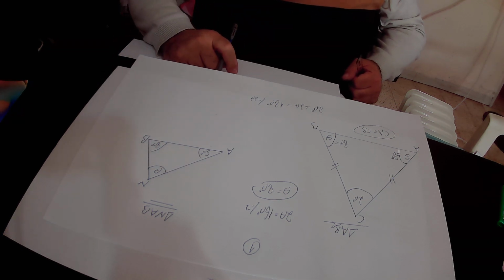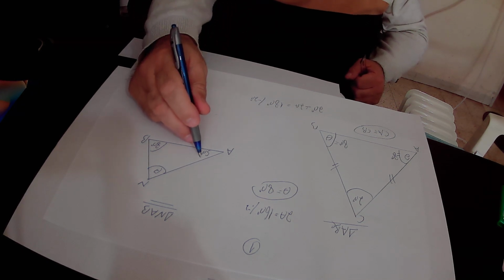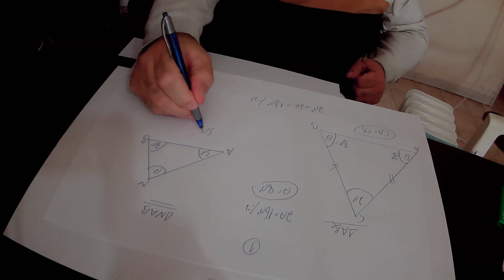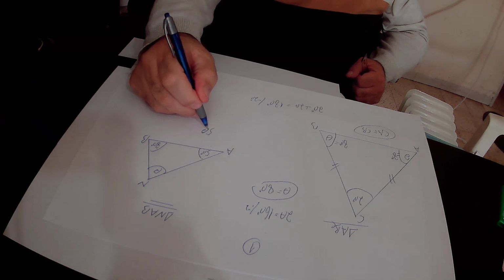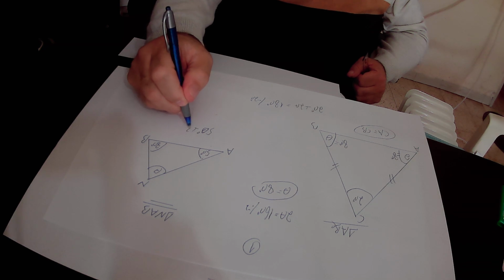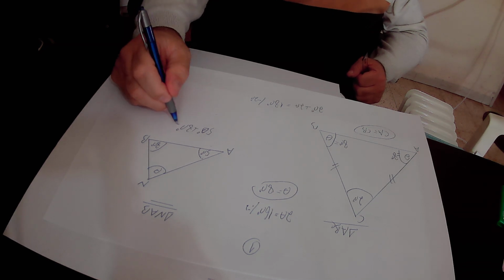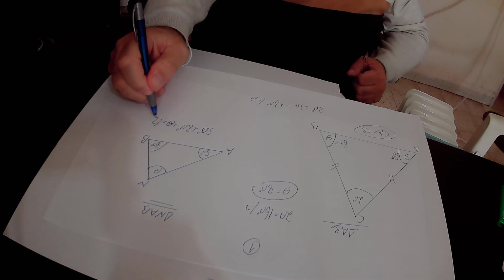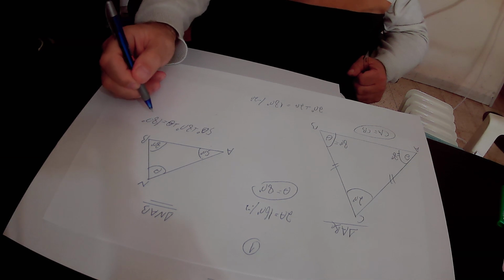The sum of the angles in triangle NAB must be equal to 180 degrees, therefore 50 degrees plus 80 degrees plus angle theta. In total, the sum of those three angles must be equal to 180 degrees. 50 plus 80 is 130.